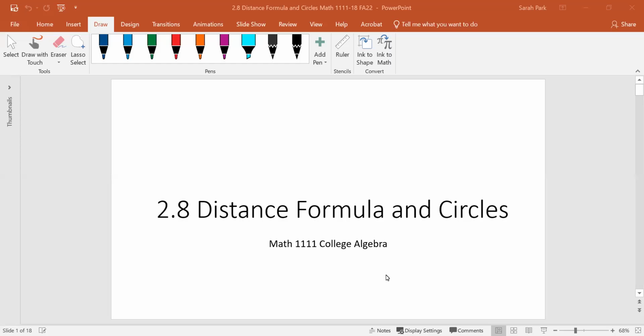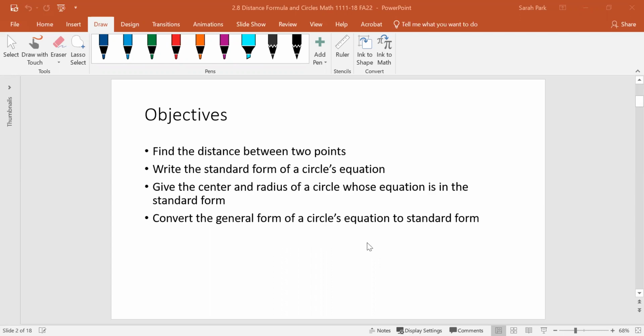Hi everyone, in this video we will take a look at 2.8, the distance formula, and also circles. Okay, we have several objectives. First, let's look at finding the distance between 2 points, and then use that to write the standard form of a circle. And then given the center and radius, we're going to find those two values using the equation in standard form. And then lastly, convert the general form of a circle's equation to standard form.